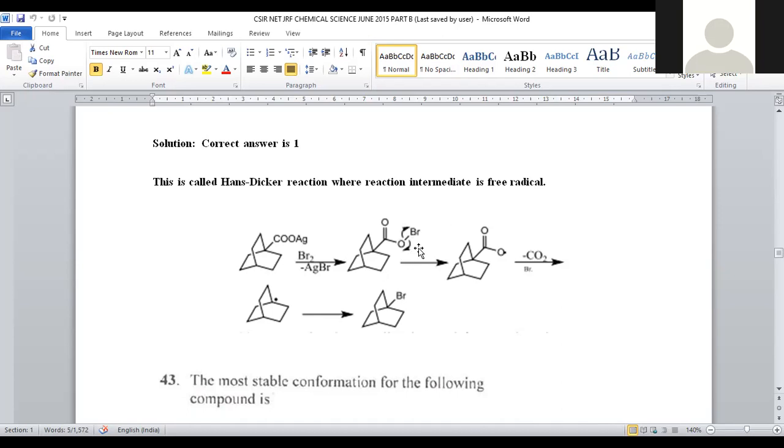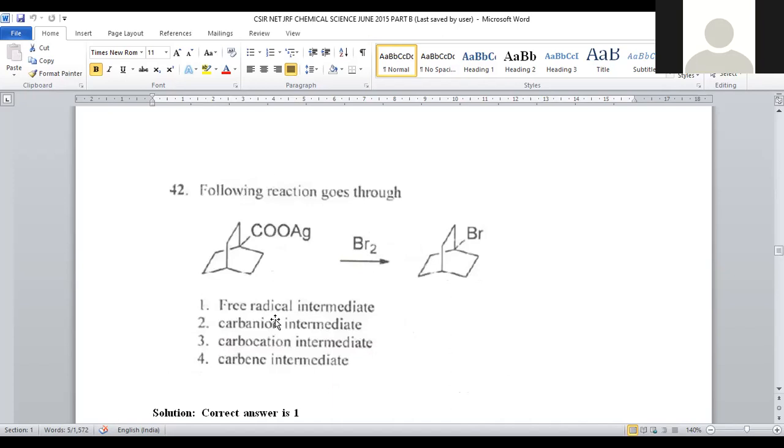Now again, homolytic fission, and there is the origination of a carboxylate free radical. The carboxylate free radical will dissociate in such a manner that decarboxylation is carried out. Upon decarboxylation, the bridgehead carbon is converted into a free radical. Now bromination is possible and there is the origination of a bromo functional group at this bridgehead carbon. The entire reaction proceeded with free radicals, so the reaction intermediate is a free radical in this Hunsdiecker reaction. For question number 42, option number 1 is the correct answer.